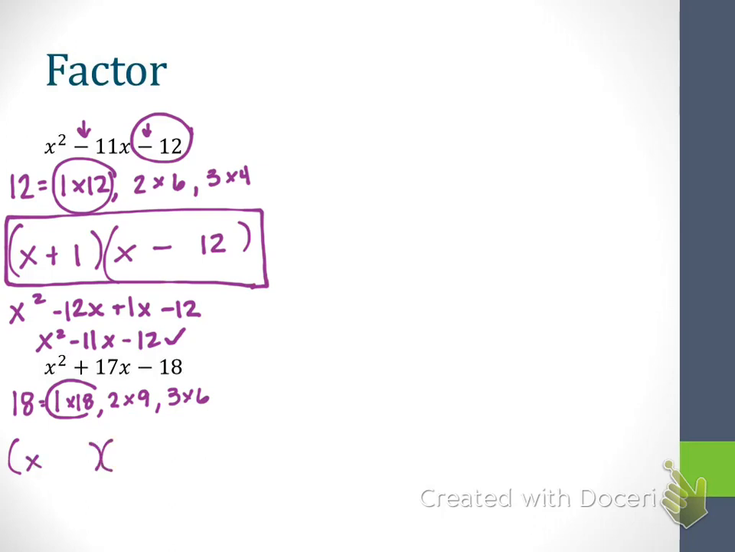There we go. So my x's, I have a 1 and an 18. I know that plus sign has to go with the biggest number. So what does the other sign have to be? A negative.